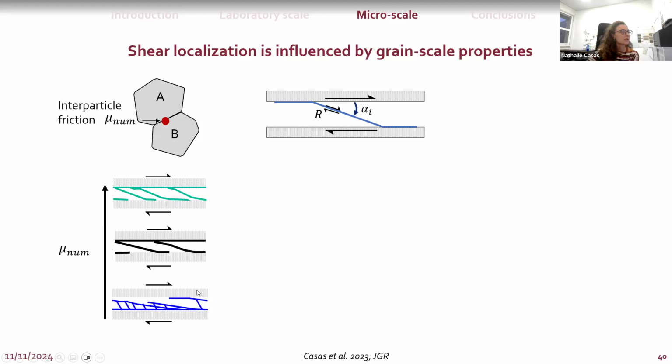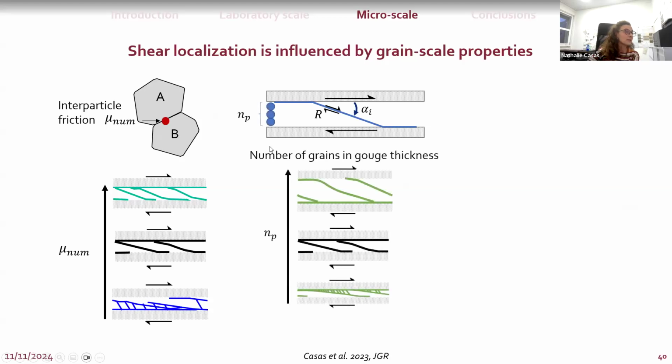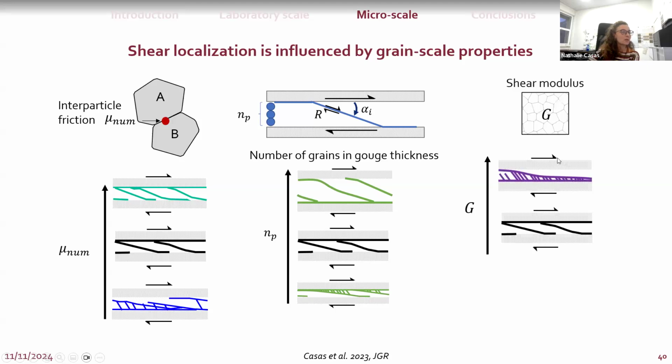So this shear localization evolves with interparticle friction, but it also evolves depending on the number of grains within the thickness. We also tried increasing the number of particles within the fault gouge and saw that for a very low number, we still have this strange Riedel structure, while with a very high number of particles, we no longer see the Riedel and we have a very high orientation angle from the direction of shearing. Then if we also change the shear modulus, we again change the properties of the shear deformation, going toward the Riedel structure as we increase the shear modulus.